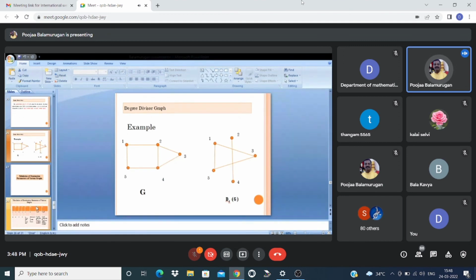After that, you see the first vertex and the third vertex. The first vertex has degree 2 and the third vertex has degree 2. So 2 divides 2. Then after that, you give a line from 1 to 3, an edge between 1 and 3. So this is the degree divisor graph of G.